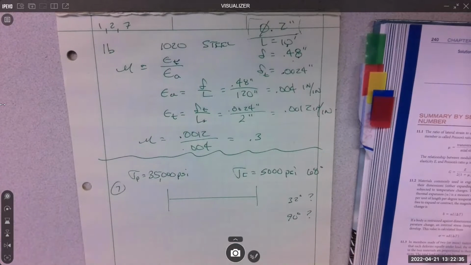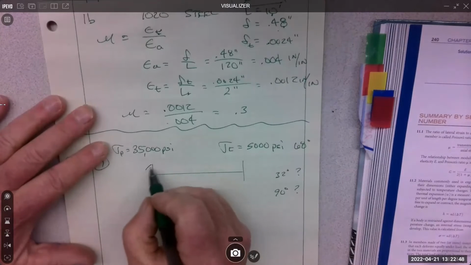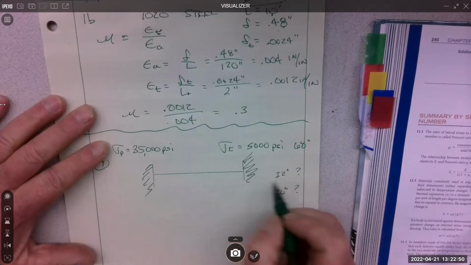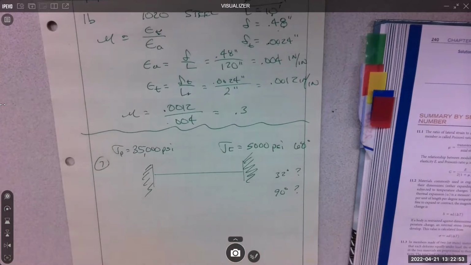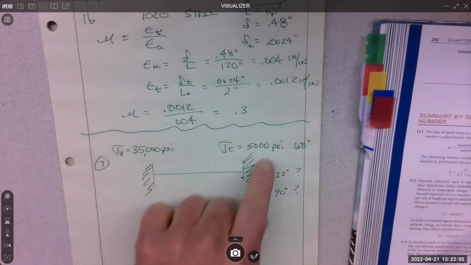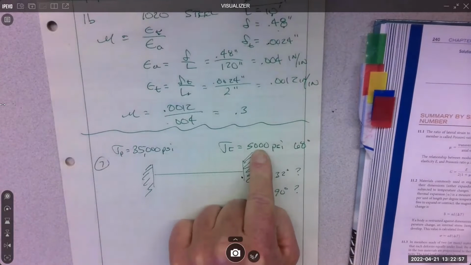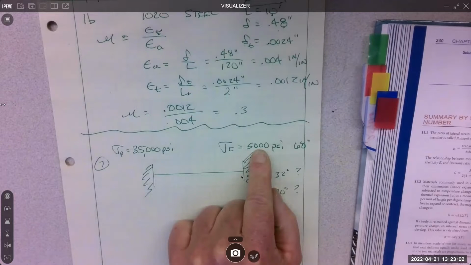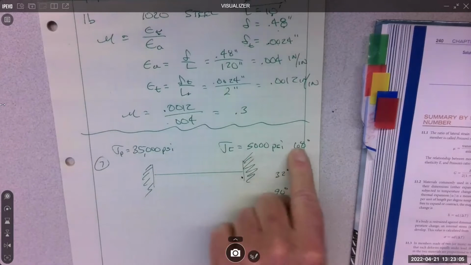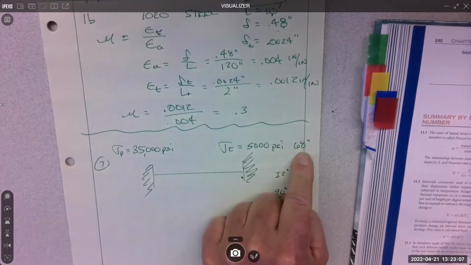All right. Then number 7 was a thermal problem. It says an aluminum wire is stretched between 2 rigid supports. That's important. Rigid supports means this thing is not allowed to deform. So it's stretched between and attached, and the tensile stress on the wire is 5,000 PSI at 68 degrees. Then it says, what is it at 32 degrees?